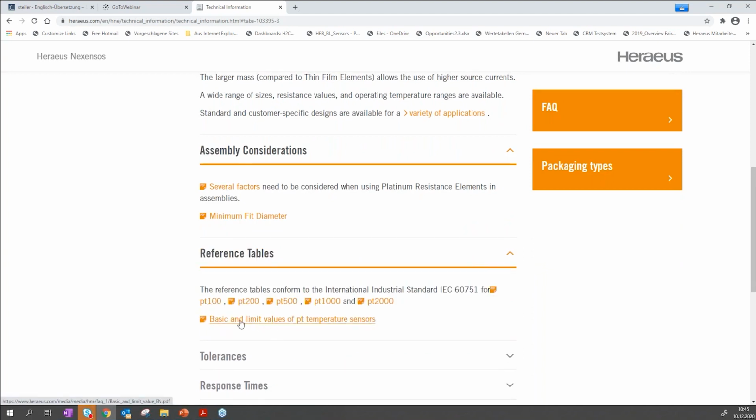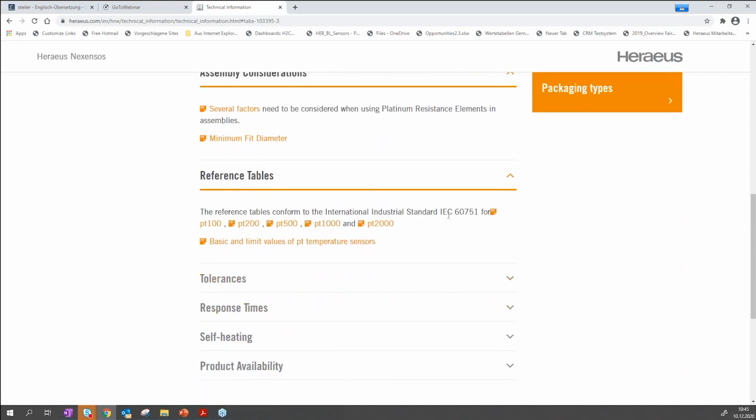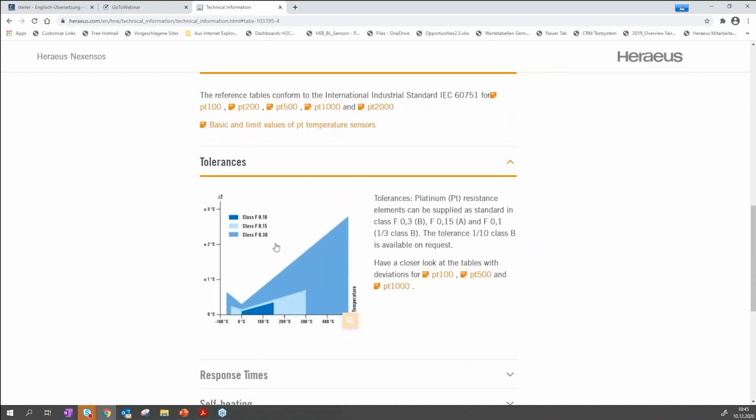You can download or print it out as a PDF for the PT100, PT200, PT500, and so on and so on. That means we have special tables here following the new DIN, the IEC standard 6751, and we have for sure also the suitable tables for the different ohmic values. That means also the tolerances which are included here.